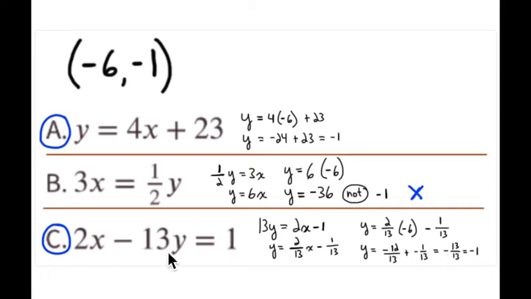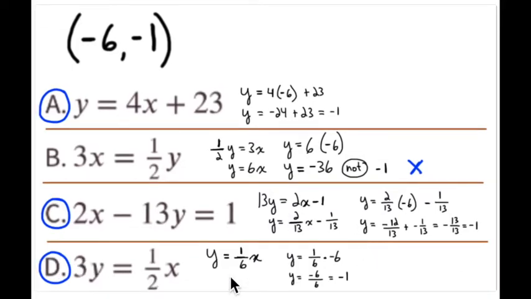So this is good practice, using fractions, changing the form to slope-intercept form, solving by replacing x with negative 6. This one is good to practice on. D, y equals 1/6 x. So you multiply through by 1/3. This is the multiplicative inverse of 3. So 1/2 times 1/3 is 1/6. So you get y equals 1/6 x. Replace x with a negative 6. Y equals negative 1. So D works.